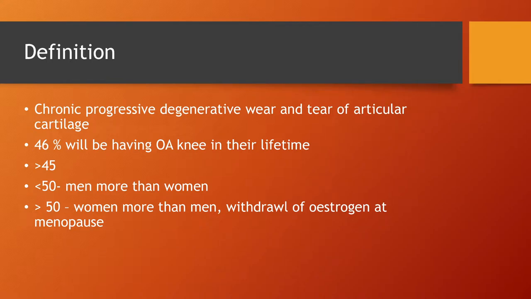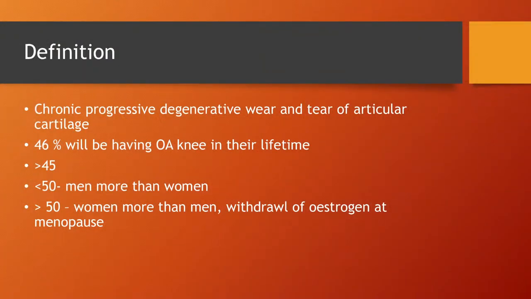What is osteoarthritis? It is a chronic, progressive, degenerative wear and tear of the articular cartilage. In studies, it has been seen that almost 46% of people will have osteoarthritis in their lifetime. Almost half of the people in this whole world, at some point in their life, will have symptoms of osteoarthritis.